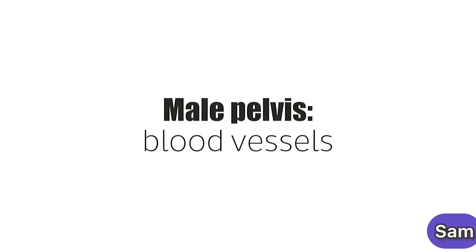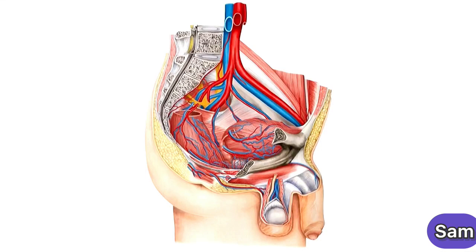And welcome to another anatomy tutorial where this time we're going to be discussing the blood vessels that we find on the male pelvis. And to do so, we're going to be exploring this image, mainly this image that you see now on the screen, which is essentially a lateral view of the male pelvis.